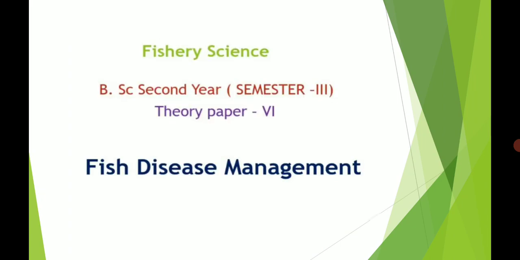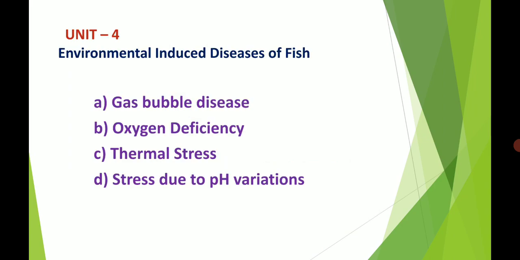Today we are going to start the B.Sc. second year, semester third, theory paper 6. The name of the paper is Fish Disease Management. In that, we will start Unit number 4. The topic is environmental induced diseases of fish.